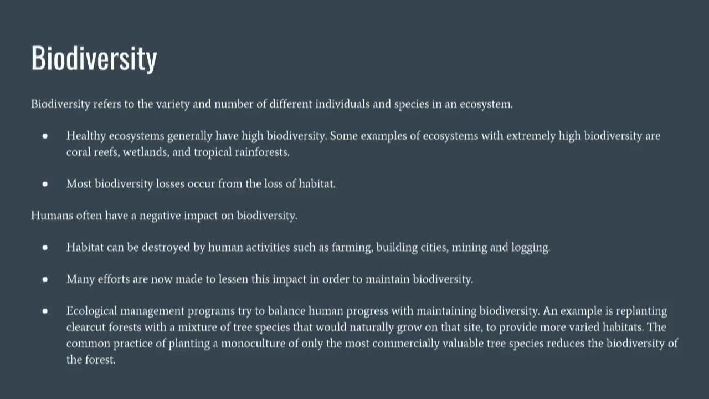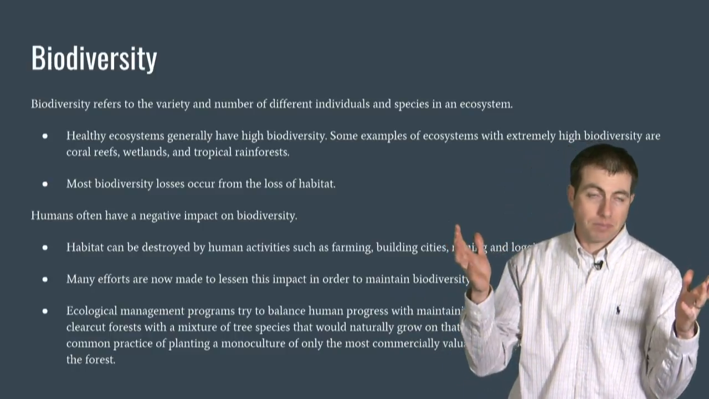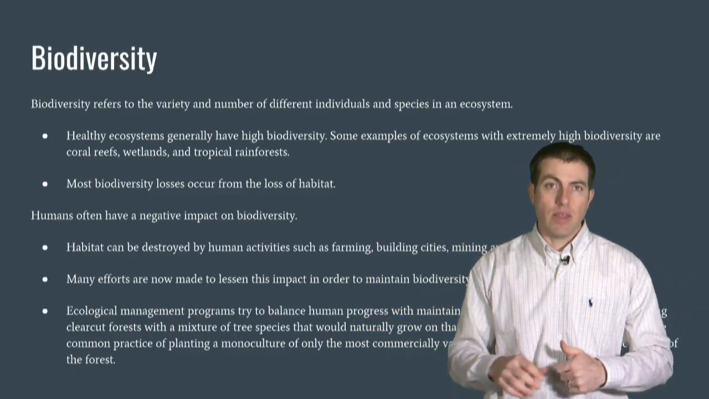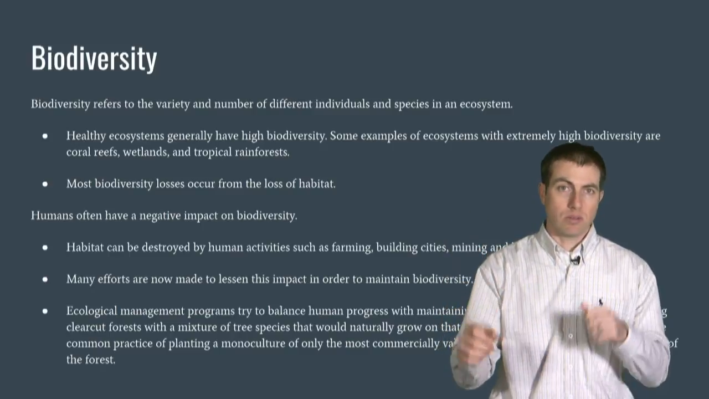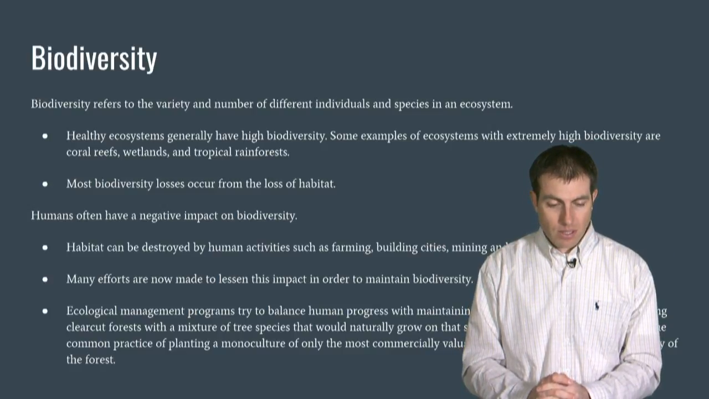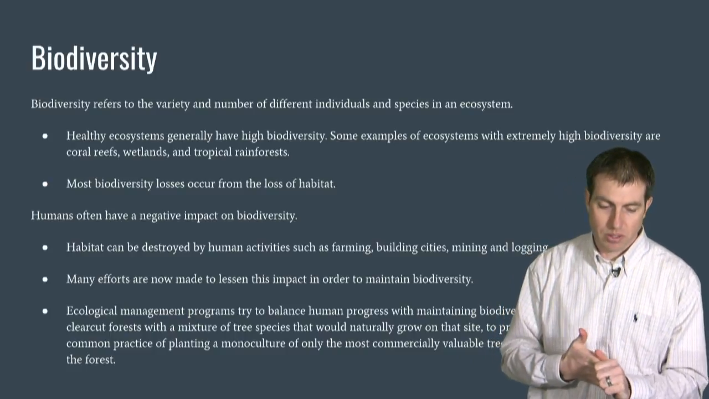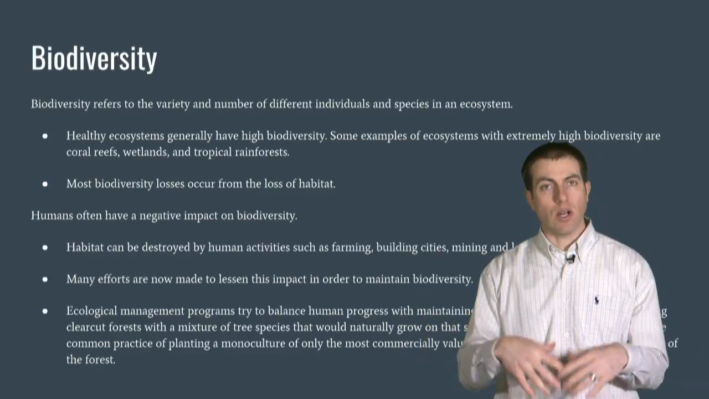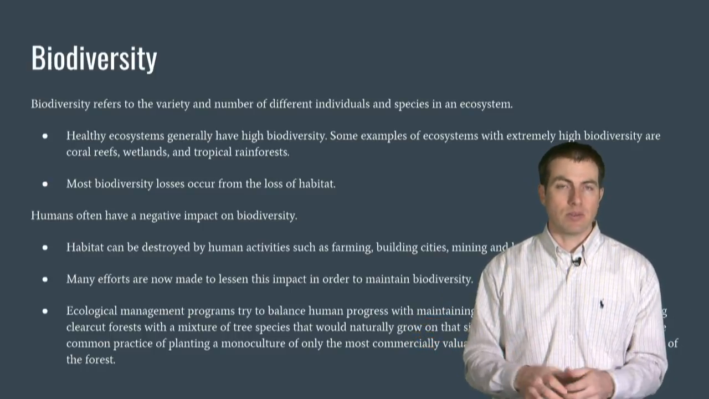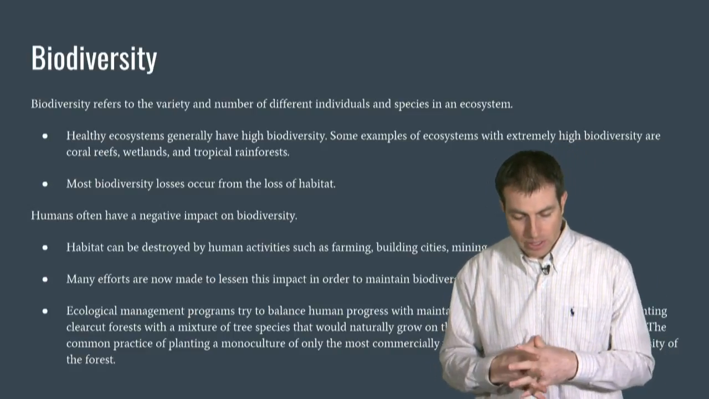Ecological management programs try to balance human progress with maintaining biodiversity. We replant clear-cut forests. So if you've ever been into the forests around Kelowna, if it's been logged, then a few years after, somebody will go through and plant trees to help the forest regrow. The common practice of planting monocultures, only the most commercially valuable tree species, reduces the biodiversity of the forest. So when we log a forest, there's lots of species of trees that live there. When we replant, we usually only replant one, just because it's easier. So biodiversity, there you go.